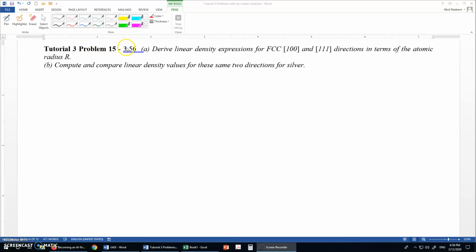Problem 15. Derive linear density expressions for FCC 100 and 111 directions in terms of the atomic radius r. And in part B, compute and compare linear density values for these same two directions for silver. So let's draw first these directions.